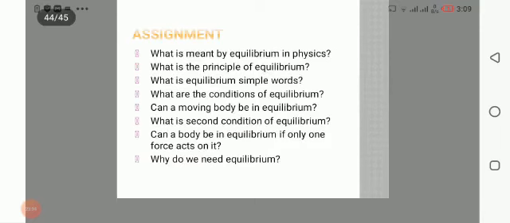Okay, my dear students, I am giving you your assignments. There are a few questions as shown in the figure. What is meant by equilibrium in physics? What is the principle of equilibrium? What is equilibrium in simple words? What are the conditions of equilibrium? Can a moving body be in equilibrium? What is the second condition of equilibrium? Can a body be in equilibrium if only one force acts on it? Why do we need equilibrium?